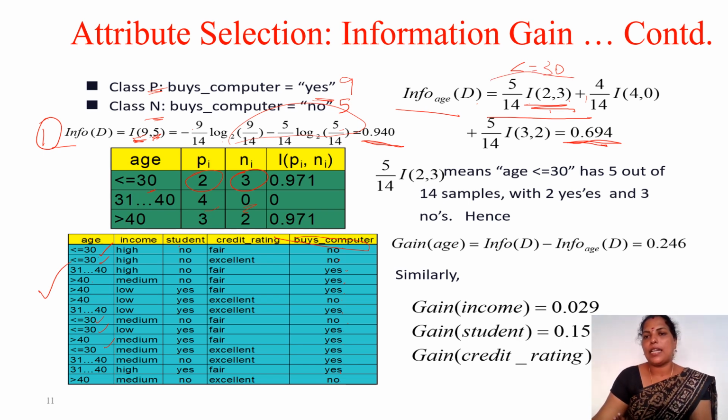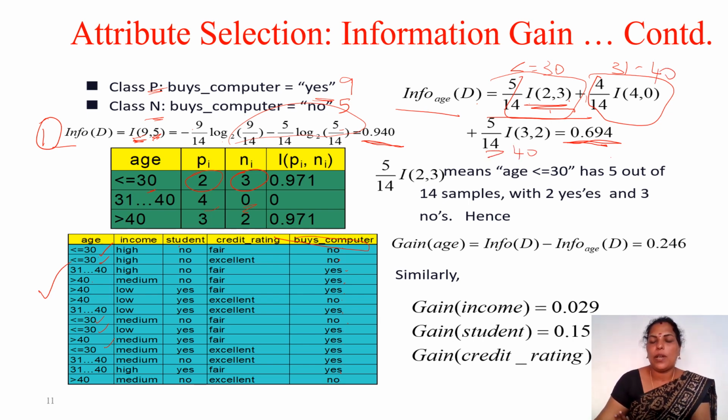This part is for less than or equal to 30, this part is for 31 to 40, and this part is for greater than 40. So we are getting a value like this. Likewise, you have to find out the information gain for all the attributes: income, student, credit rating, whatever attributes are available.